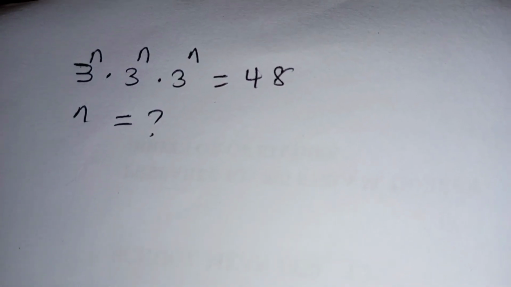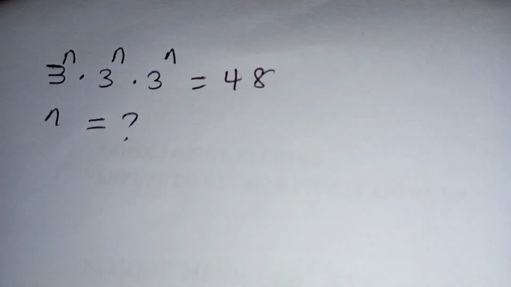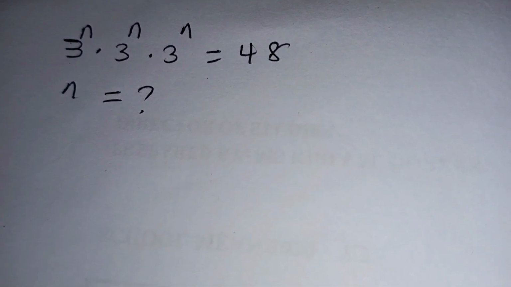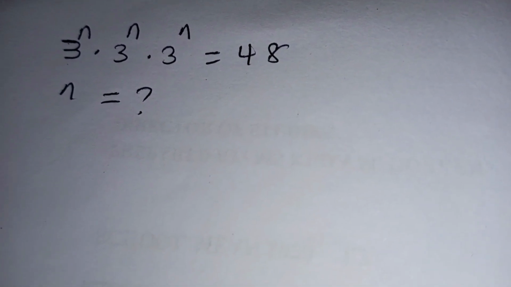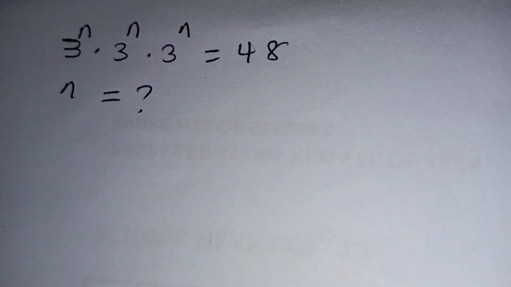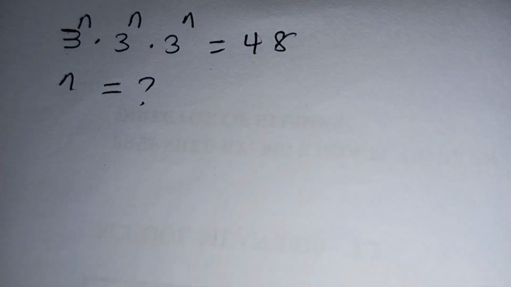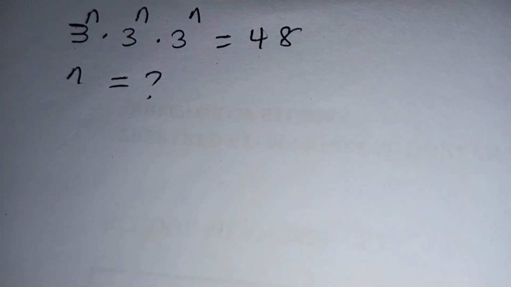Welcome. In today's video, we have a nice exponent problem: n multiplied by 3 power n multiplied by 3 power n being equal to 48, and we need to obtain the value of n.